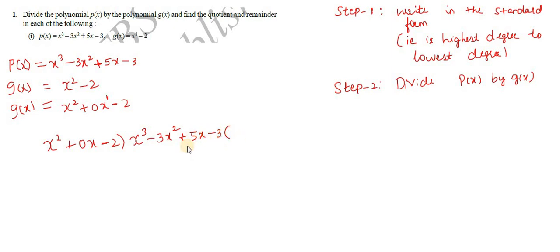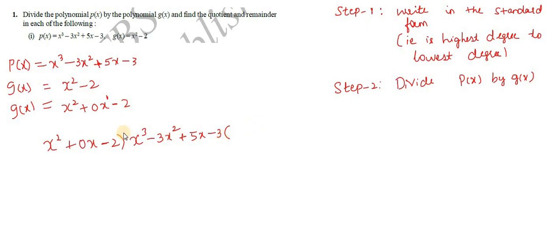Now what is our aim? Our aim is to make this first term 0. Always you should do the same. The first term 0. So how should we do it? By looking into the first term in the g of x, we need to make the first term in the p of x 0 by using the first term in the g of x. For that we need to multiply. That multiply number should be right here.